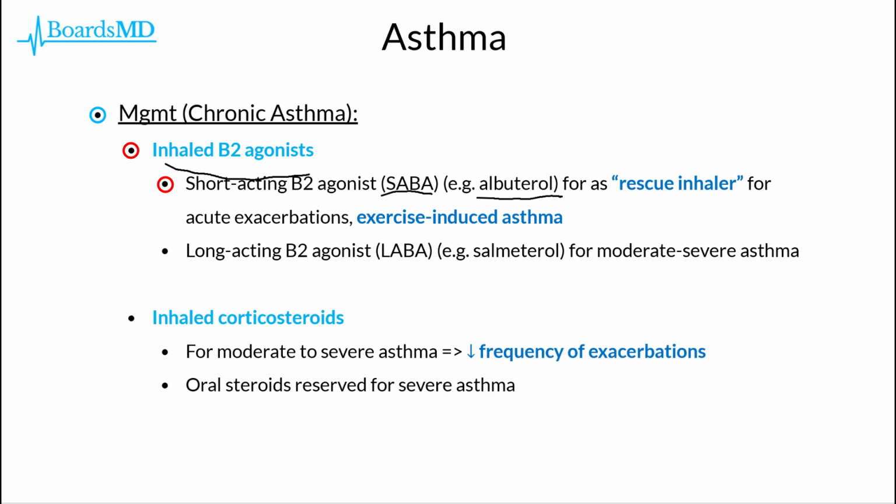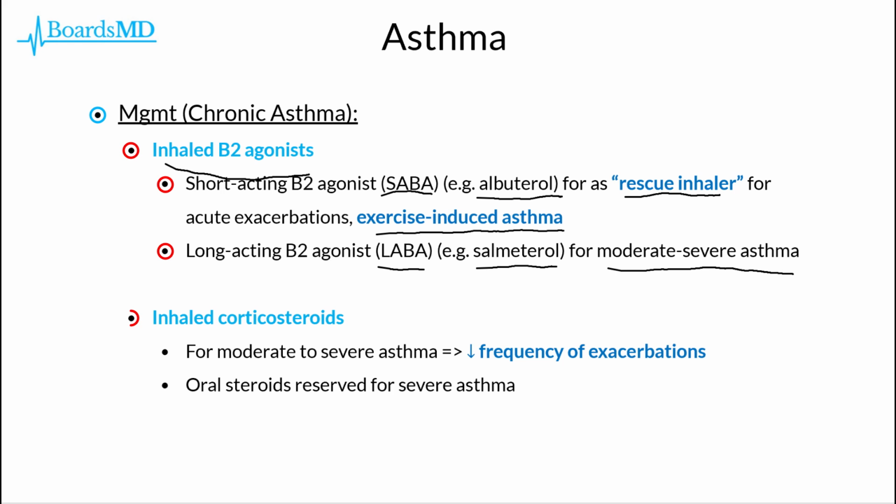These agents can be used as a rescue inhaler in the case of acute exacerbations, as well as for exercise-induced asthma. Oftentimes, patients who have asthmatic symptoms with exercise can simply take one of these SABAs within 10 minutes of initiating exercise, and they can have significant alleviation of their symptoms. We also have our long-acting beta-2 agonists, abbreviated as LABA. These include agents such as salmeterol, and these are often reserved for our patients with moderate to severe asthma.